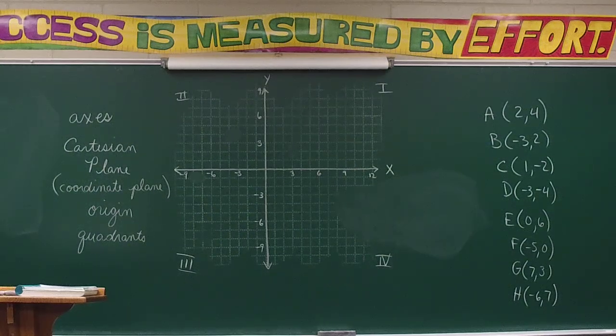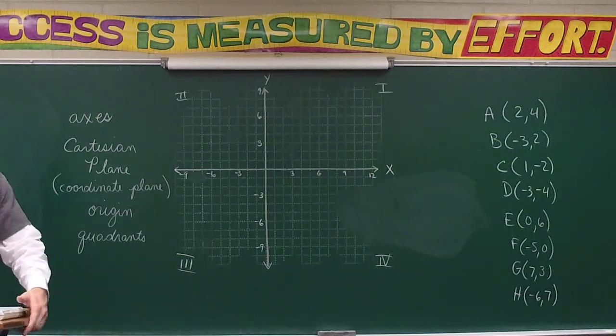Abby's got her 8 points plotted. Kendall has hers done. Brandon is finished. Gavin is finished. Audrey. Maddie. And Michael. All right, let's go ahead and see how we did plotting these points.